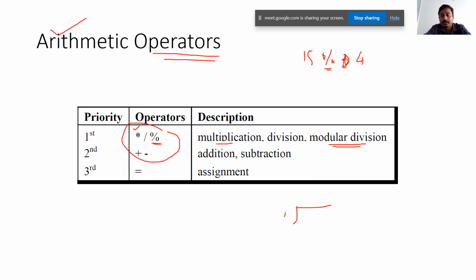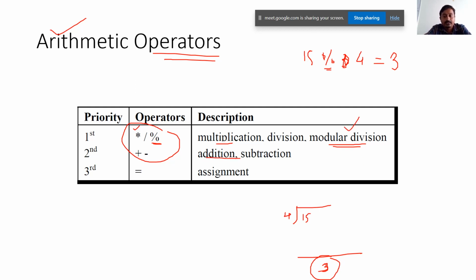So you divide 15 by 4. Ultimately you will get 3 as a remainder. So this modular operator will return 3 as the result. So 15 modular division 4 will result in 3. So that is regarding modular division.